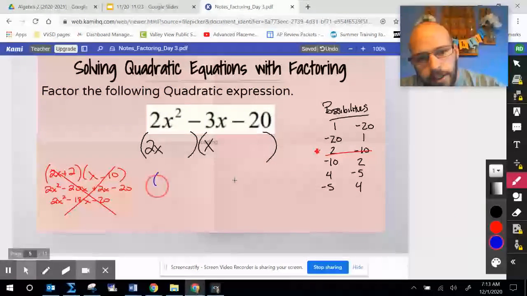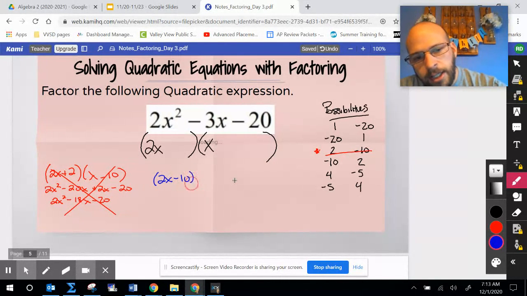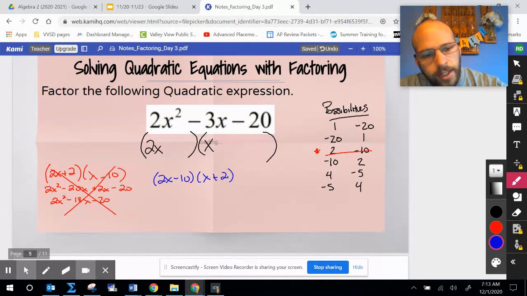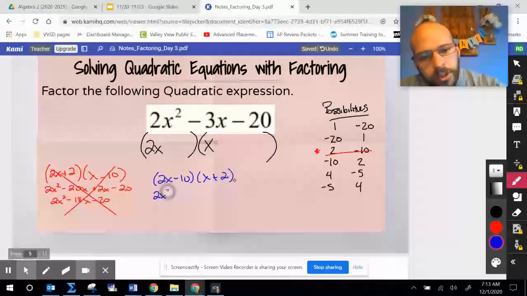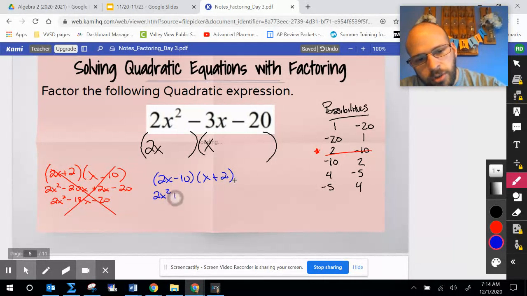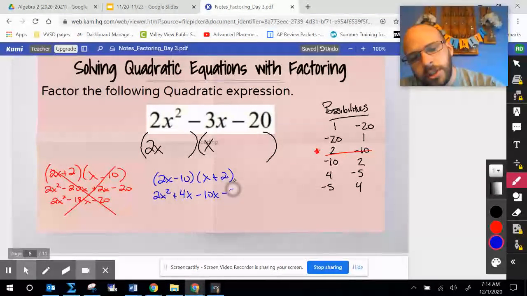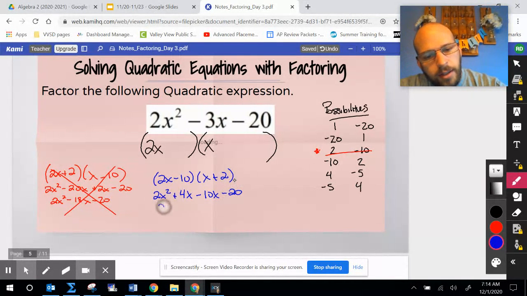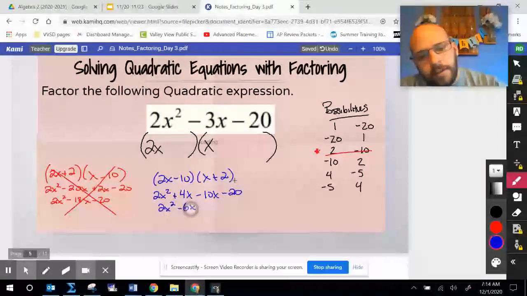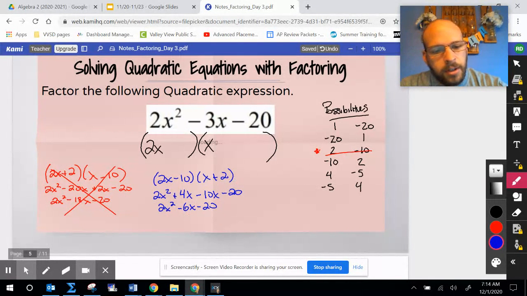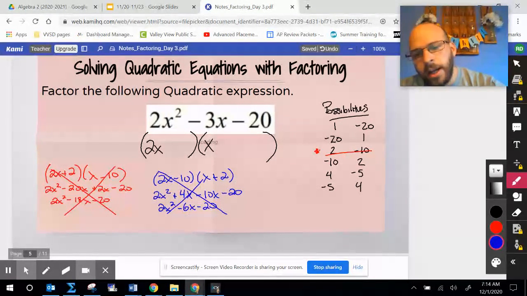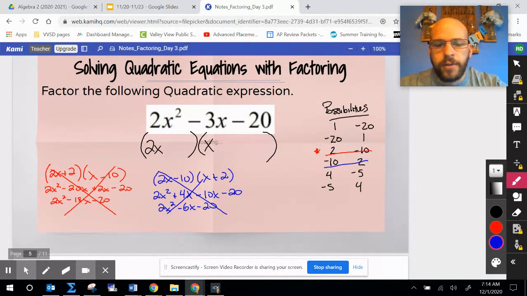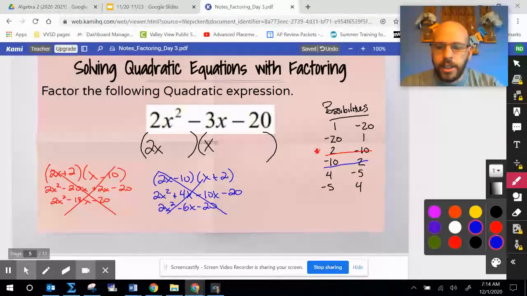So this time I'm going to say 2x minus 10, x plus 2. Let's try that one. 2x times x is a 2x squared. 2x times 2 is a 4x. Negative 10 times x is a negative 10x, and negative 10 times 2 is a negative 20. I then get a negative 6 in the middle. Again, that is not what I want. Cross that one off the list. So let's keep going here.